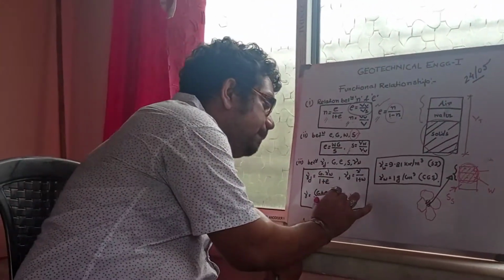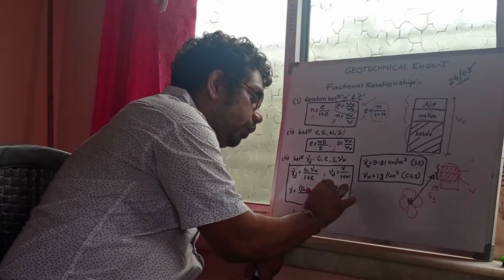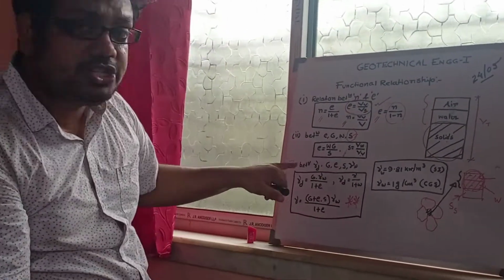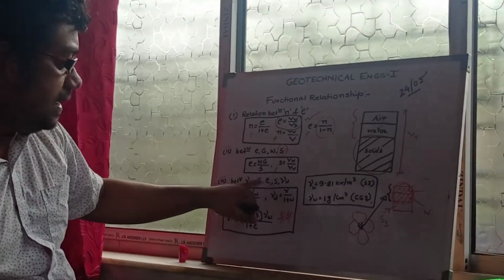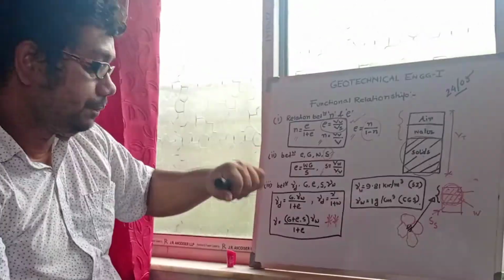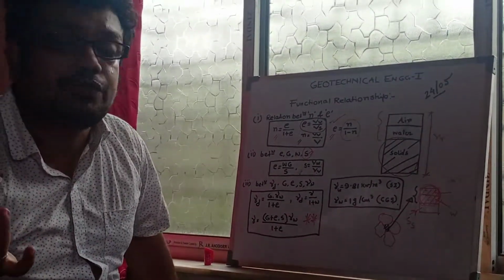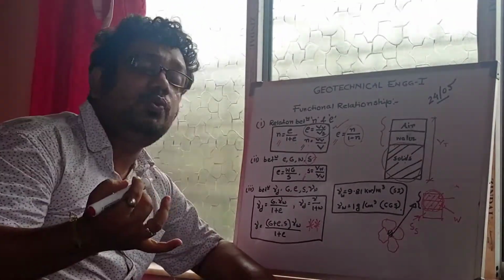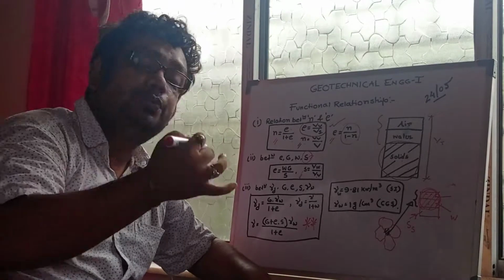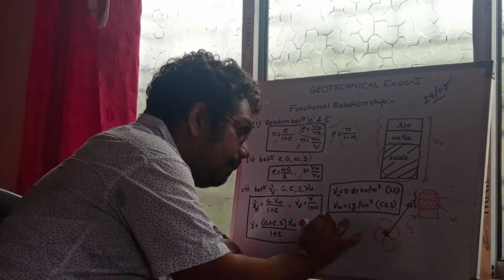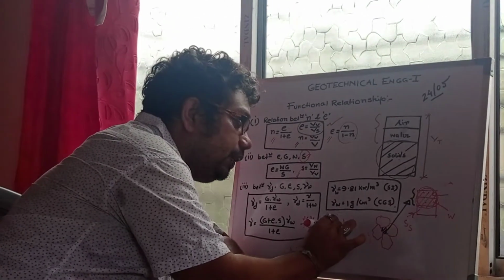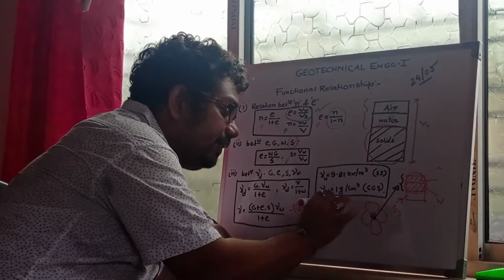This is the most important. This is a relationship between gamma d, capital G, e, S, gamma w. What is gamma d? Gamma d means dry unit weight of the soil. First I will explain what the bulk unit weight is, then I will move to the dry unit weight. Gamma equal to W by V, weight by volume. That is your bulk unit weight of the soil.